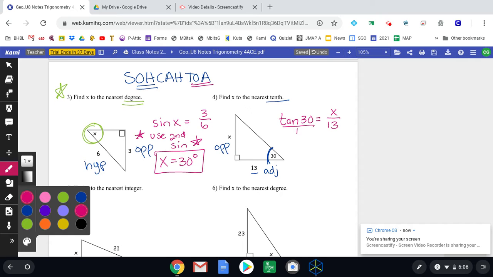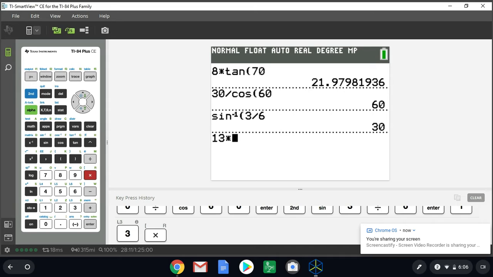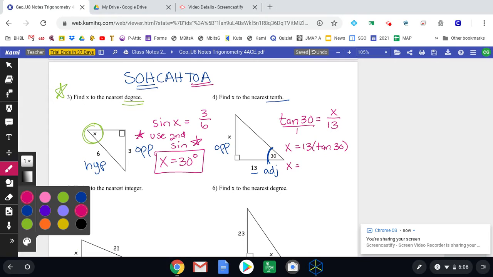So cross multiply. So 13 times the tangent of 30. Go to my calculator. 13 times the tangent of 30. And I want this to the nearest tenth, so it's about 7.5.